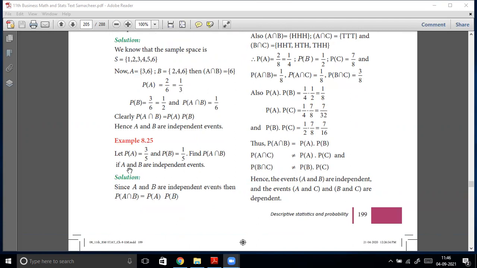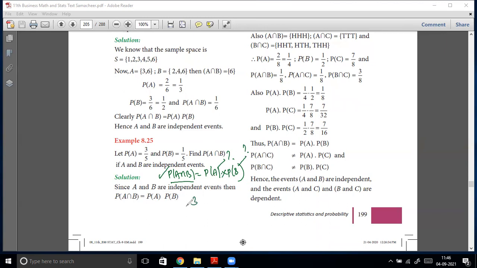Again, he's asking to find P of A intersection B if A and B are independent events. That means he is telling that P of A intersection B is equal to P of A into P of B. So you have to find P of A, find P of B, then multiply the two. That's all. You'll get P of A intersection B, because they are independent events.